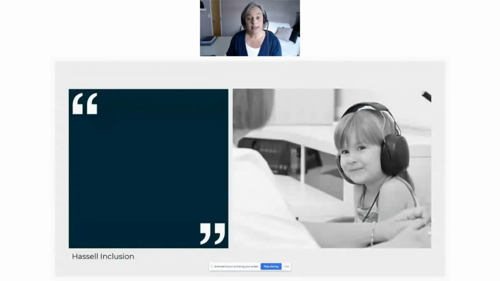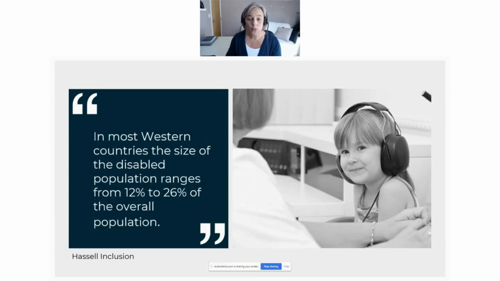Now, if you do any research into statistics about disability in different countries, you'll probably find a wide range of different information. And this can be due to the definitions of disability used or the way that the data is collected or interpreted. And that's why I tend to stick to the broad range of statistics which are offered by accessibility experts. And they say that in most Western countries, the size of the disabled population ranges from 12% to 26% of the overall population. And globally, most people seem to agree that it's about 15%.